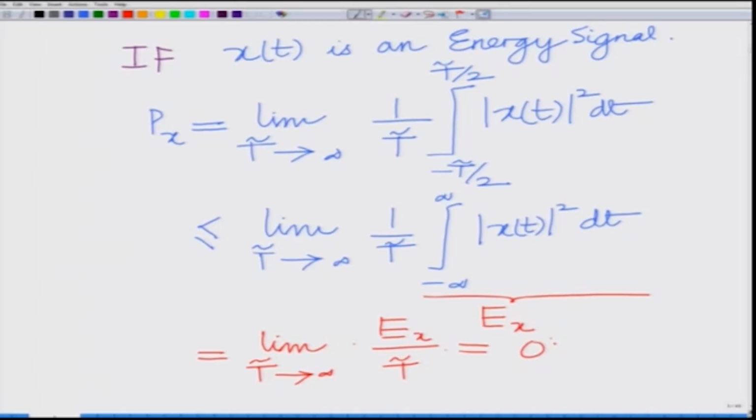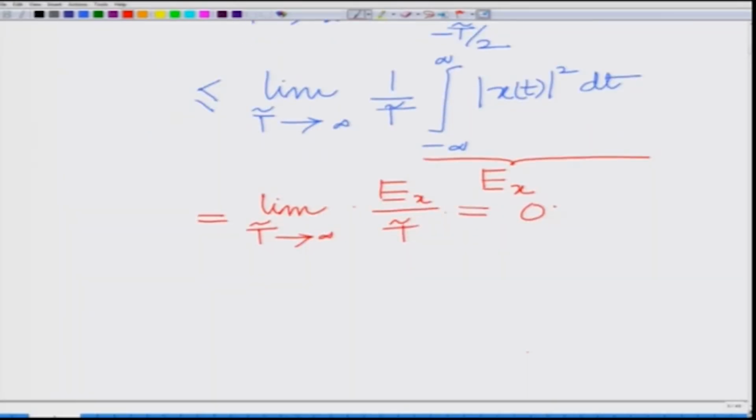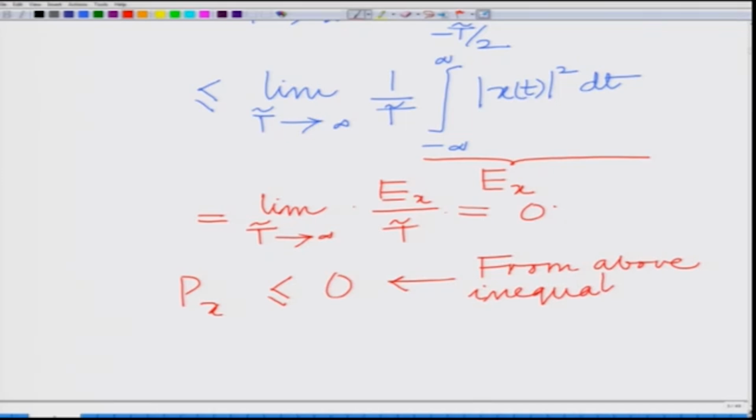So, this is equal to 0 and therefore what it means is that the power of an energy signal, that is P x, is less than or equal to 0 from the above argument. This we have obtained from the above inequality, and we also know that P x is a positive quantity. So, P x is greater than or equal to 0, since P x is a positive or non-negative quantity rather.